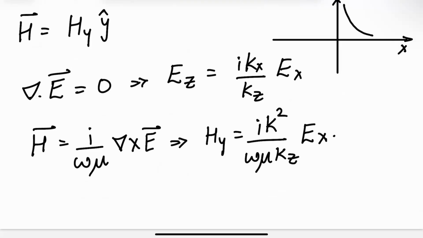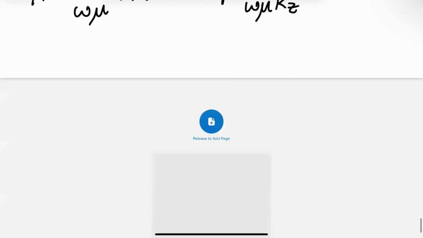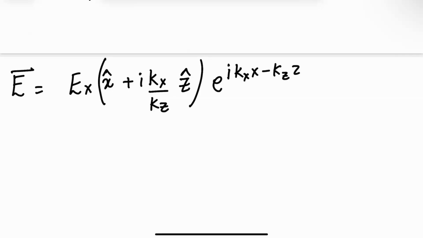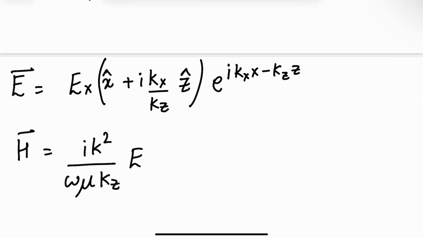Calculus and algebra. Okay. So from these equations, you can write down E and H again. E turns out to be Ex x hat plus i kx over kz z hat, with a bracket here, times e to the i(kx x minus kz z). And the H vector is i k squared over omega mu kz times Ex y hat, times e to the i(kx x minus kz z).